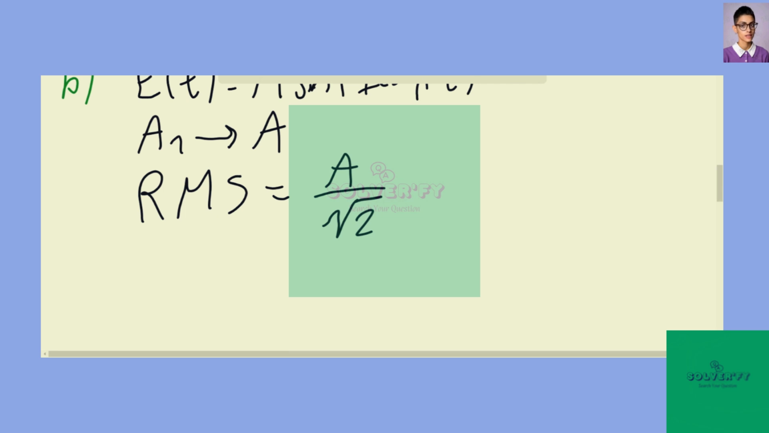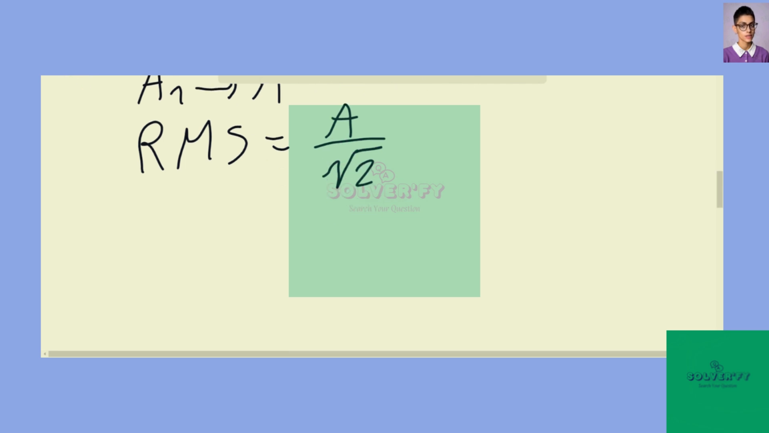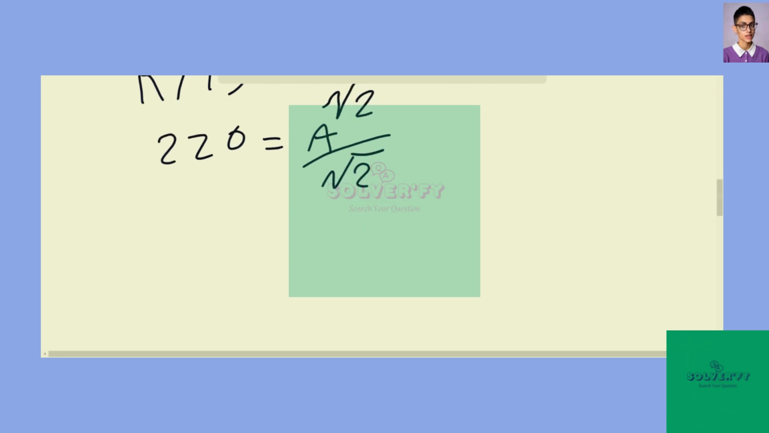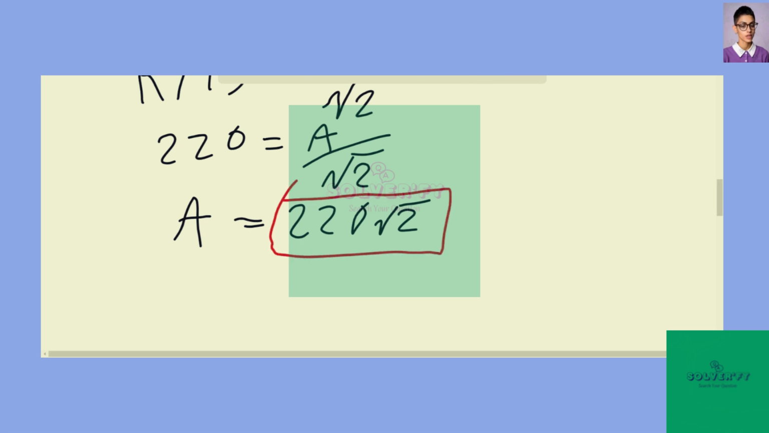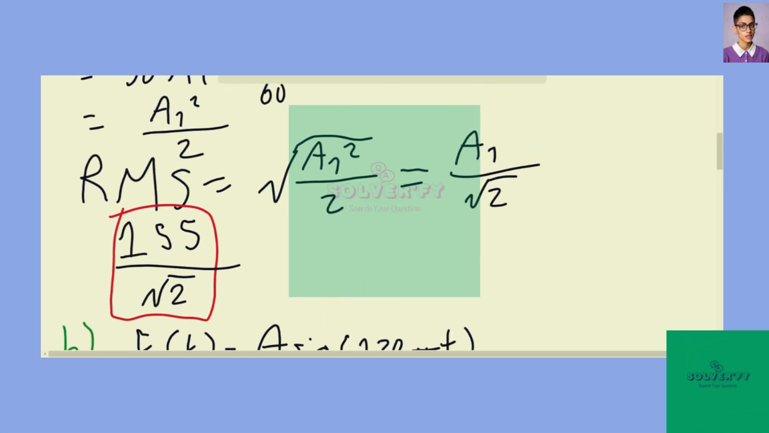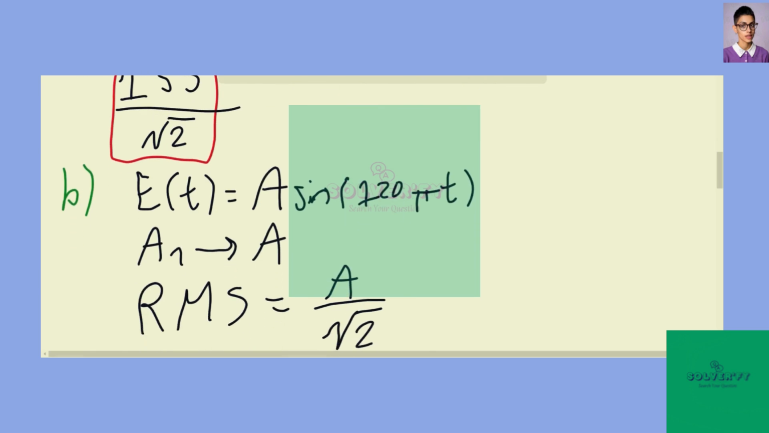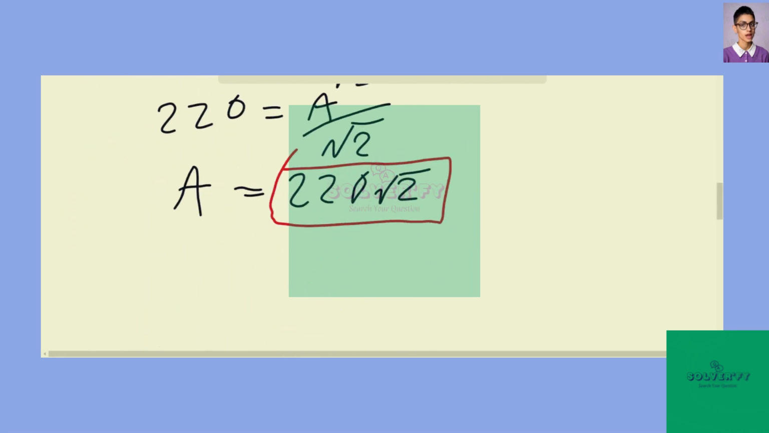The question says that our RMS needs to be 220. So 220 is equal to a over square root of 2. This is very easy to solve. Multiply both sides by square root of 2. a is equal to 220 square root of 2. So that is our final answer for B, 220 square root of 2. And for part A, it was 155 over square root of 2. Those are our final answers.